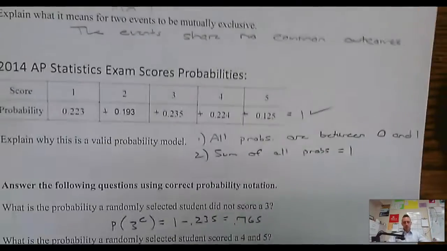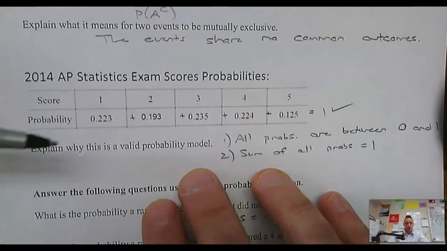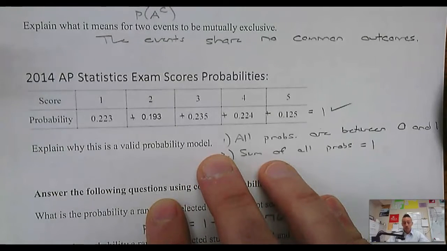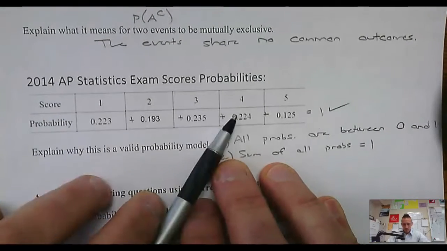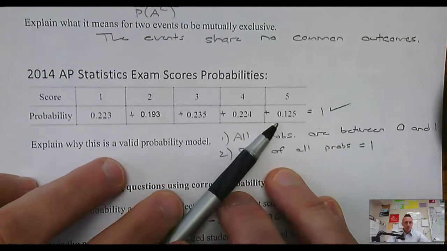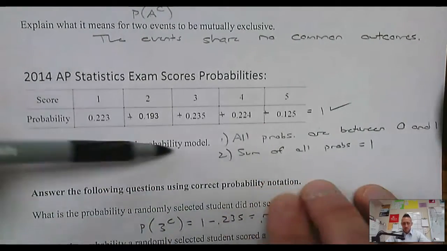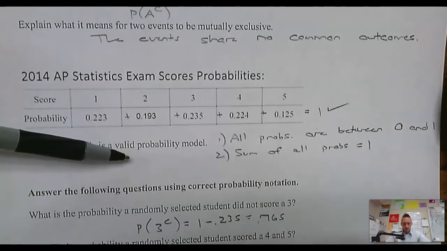So on this one, explain why the probability model is valid. There's two things that you're doing. Checking to see, are all the probabilities between 0 and 1? They are. And is the sum of the probabilities equal to 1? They are. So this is a valid probability model.